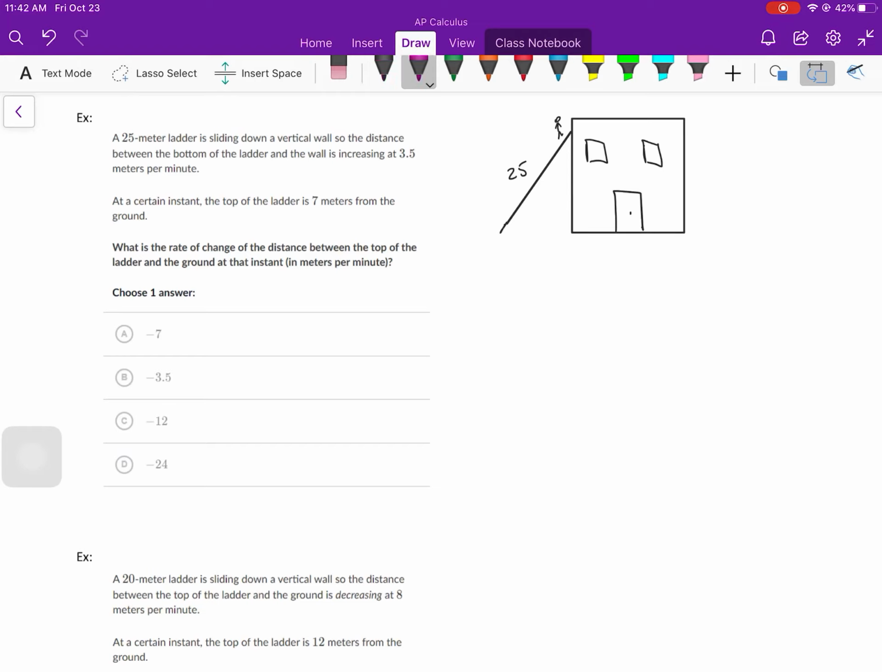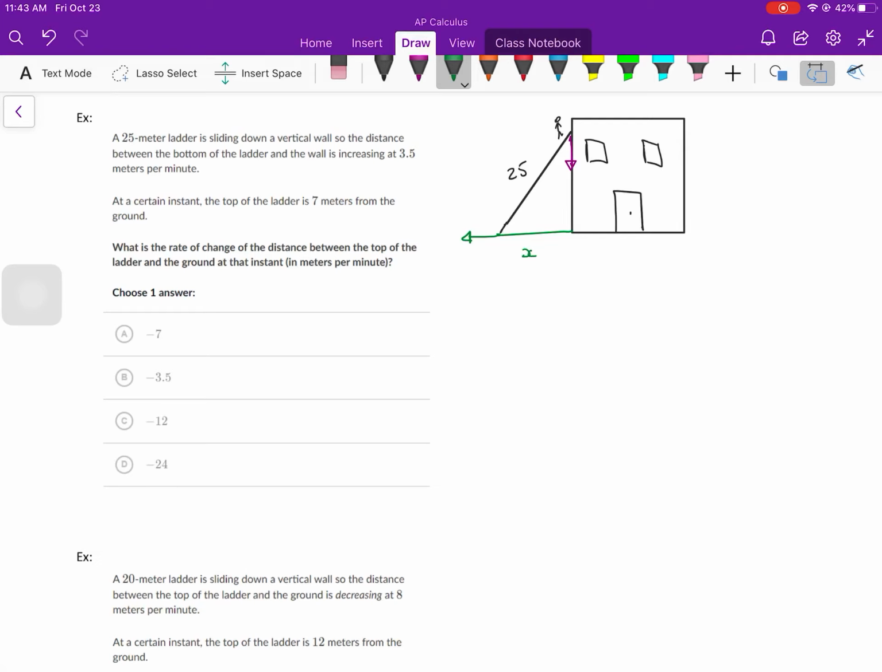So you can picture this ladder slides down, it's going to get further and further. At this point, the base of the ladder is going to get further from the wall, right? So it's going to slide down the wall, so that means we're going this direction. So that the distance between the bottom of the ladder and the wall is increasing.